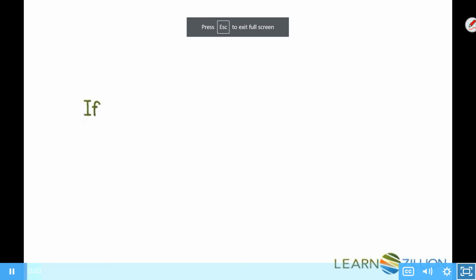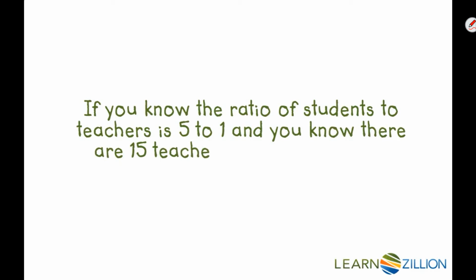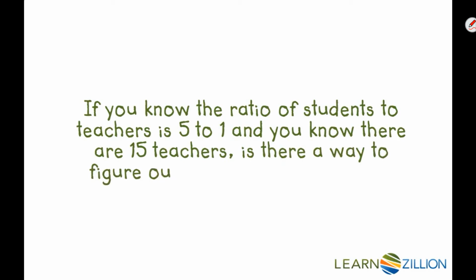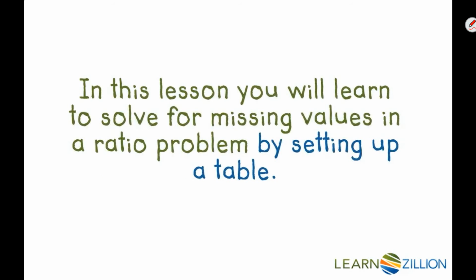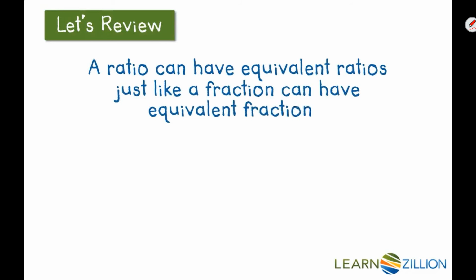If you know the ratio of students to teachers is 5:1, and you know there are 15 teachers, is there a way to figure out the number of students? In this lesson, you will learn to solve for missing values in a ratio problem by setting up a table. To begin, let's review what's going to be a foundation idea for all sorts of ratio problems. It's the key idea that a ratio can have equivalent ratios, just like a fraction can have equivalent fractions.